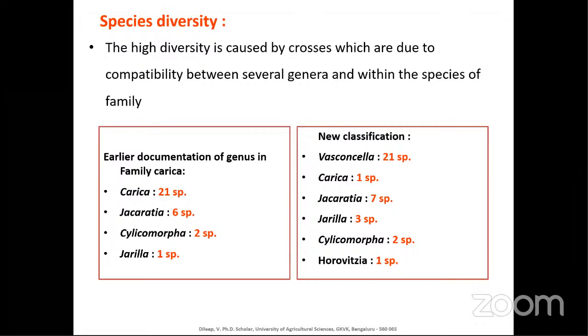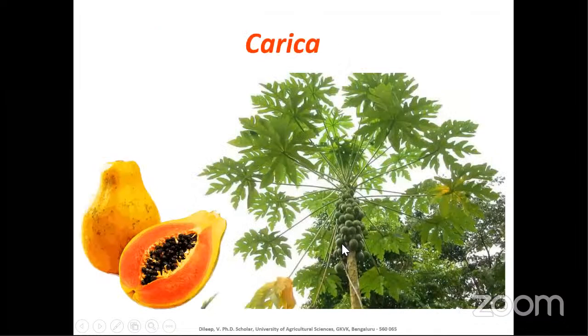Apart from that, Jarilla and Jacaratia were there along with Cylicomorpha, and one other genus was added, that is Horovitzia. It contains only 1 species. So we shall see what they are.